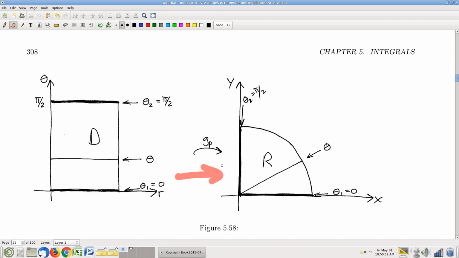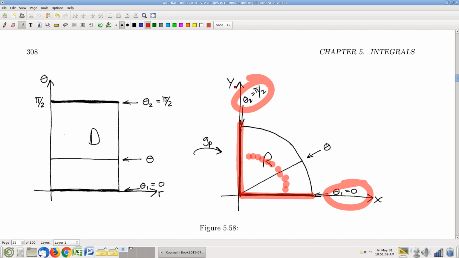So for example, theta goes from 0 to pi over 2. Okay, well, yeah, sure, but here's what theta equals 0 looks like. Here's increasing values of theta. There's theta equals pi over 2. You can see these bounds, theta going from 0 to pi over 2, without drawing that picture at all.